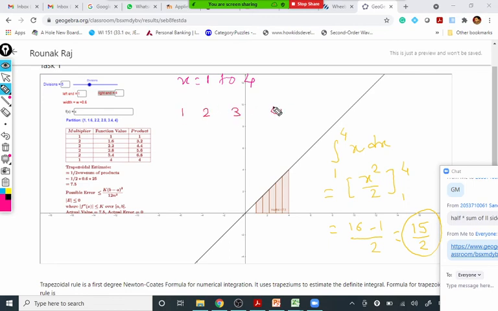Now this value is generally denoted as x0, x1, x2, x3. So we can take these values, and then we have f of x0, f of x1, f of x2, and f of x3. In this case, the functional values will be the same, because y is equal to x. So these heights are 1, 2, 3.